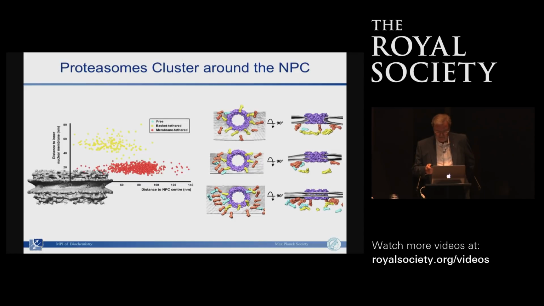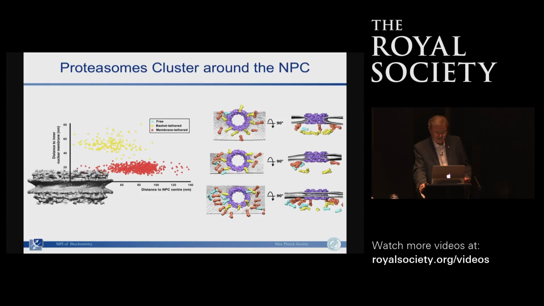And then we can distinguish whether they have 1 or 2 regulatory particles associated. We can infer, as I said, from the conformation whether they are engaged with substrate or not. Now, the large majority in the nucleus is in the vicinity of the nuclear pore complex. And we have 2 distinct populations of 26S proteasomes there. In red, that is a population that is relatively close to the membrane.